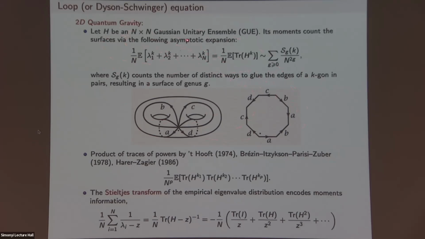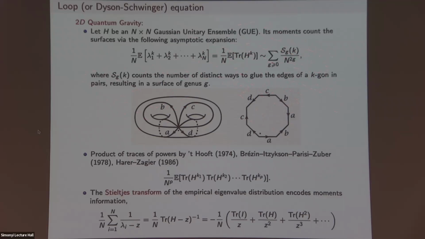If you look at an n by n Gaussian unitary ensemble, you can look at its moment, the trace of the k-th moment. It essentially gives you the k-th moment of those eigenvalues. This trace of the k-th moment has a 1 over n expansion. And the coefficients, S_{g,k}, count the number of distinct ways to glue the edges of a k-gon in pairs, which give you a surface of genus g. Of course, here k needs to be an even number, otherwise everything will be just 0.